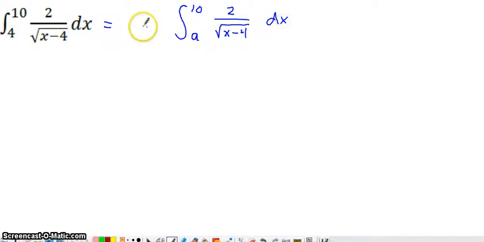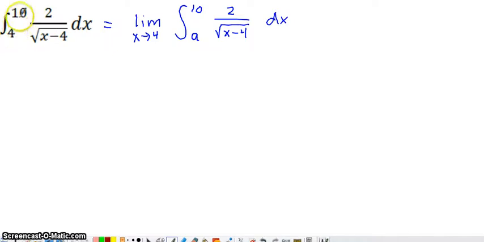And what I'm going to have to do out here is give myself a way to let my lower limit of integration approach 4. I can't let it equal 4. If I equal 4, then I have division by 0, and that's a no-go. So I can do a limit as x approaches 4, but I can only approach 4 from one side.